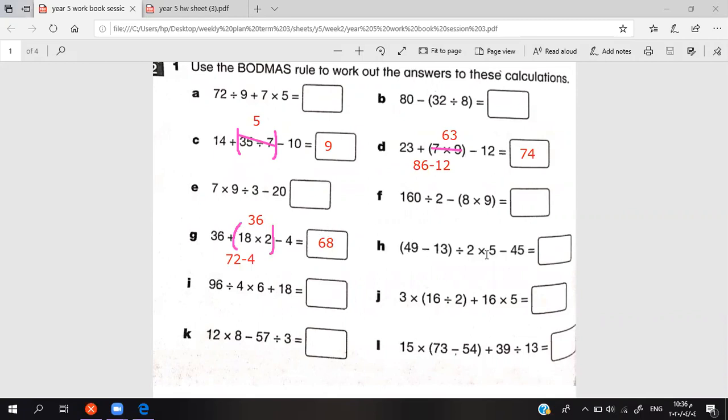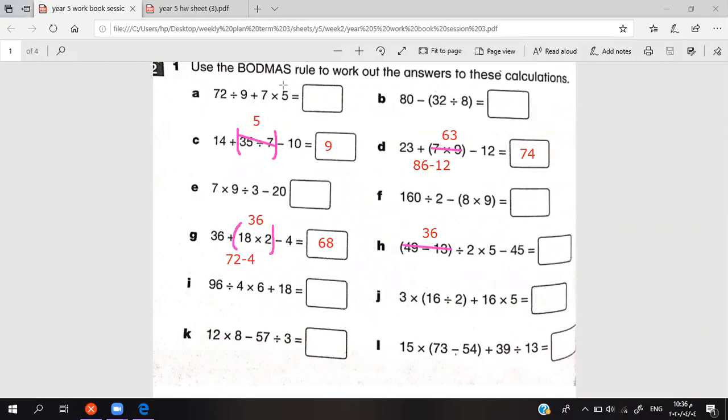Okay. Number H. I must do the brackets first, even if what's inside it is minus. The brackets come first. 49 minus 13 is a 36. So like that, I have here a 36. Now I have 36 divided by 2 times 5 minus 46. I have here division and multiplication. Which will I do first? Definitely I'll do the division first.